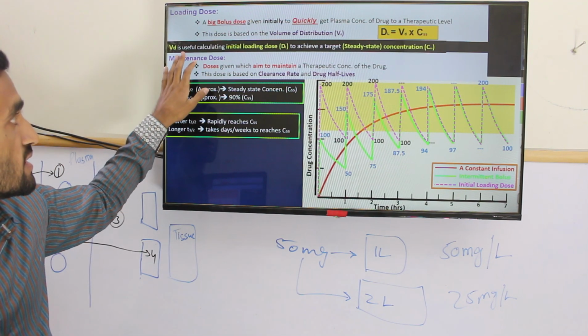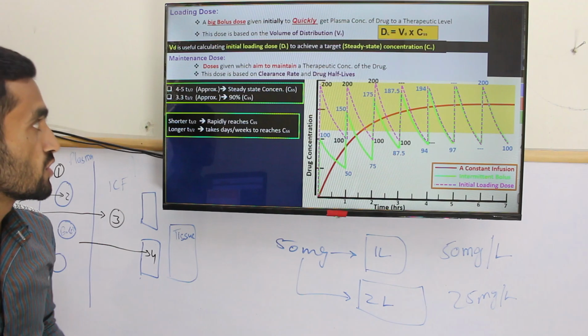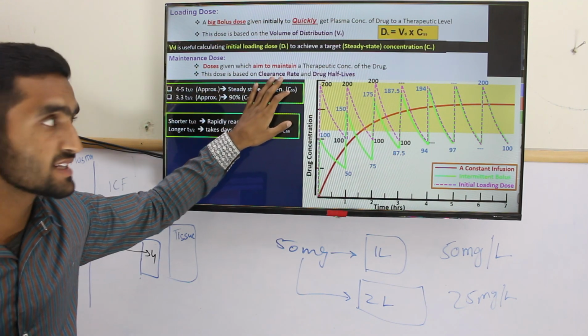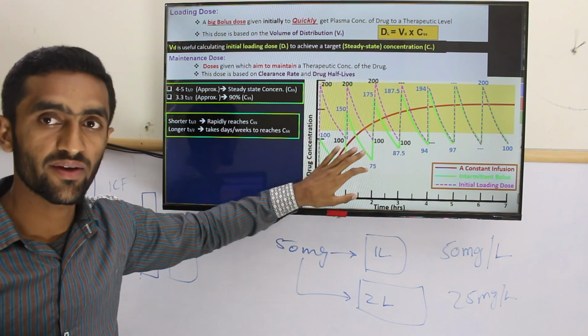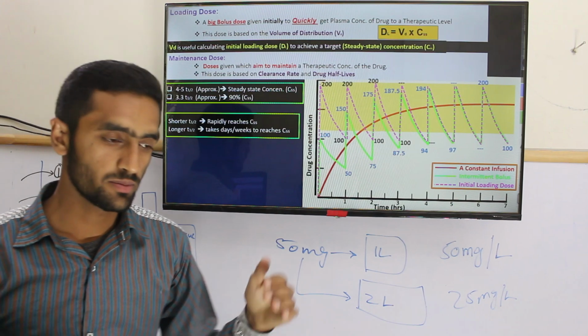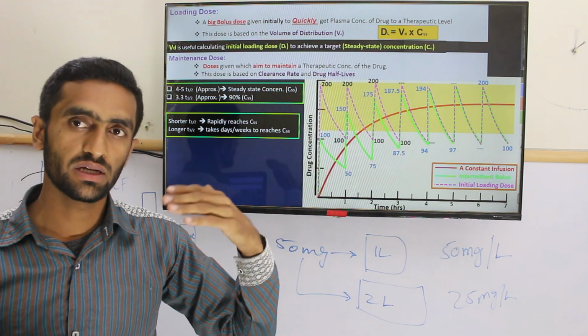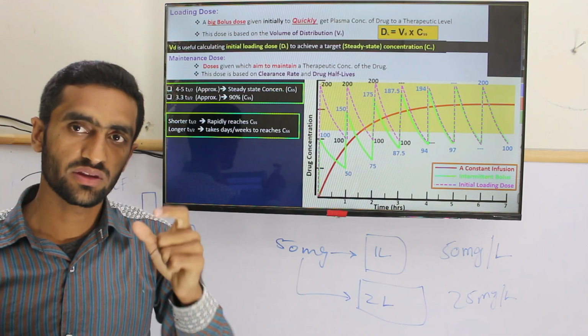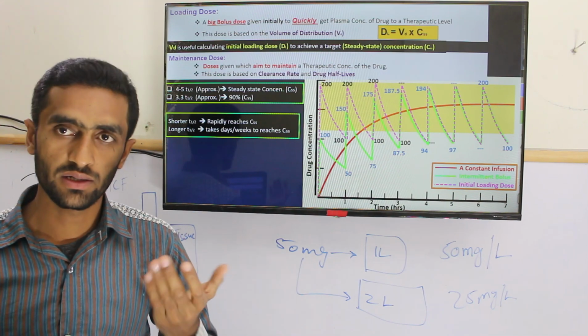Volume of distribution is important for the loading dose, while in the case of the maintenance dose, you need to think of the clearance rate and the half-life, because half-life affects the maintenance dose. You need to recharge the part which has been lost.